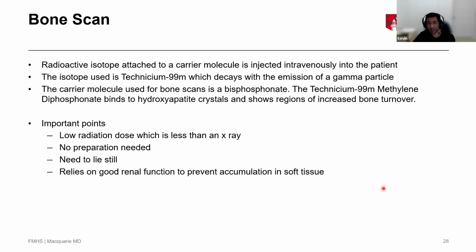Okay, now disclaimer, I am not a nuclear medicine physician, so I can't answer too many difficult questions about this. I have done some research in PET many decades ago, so I know a little bit more about PET.